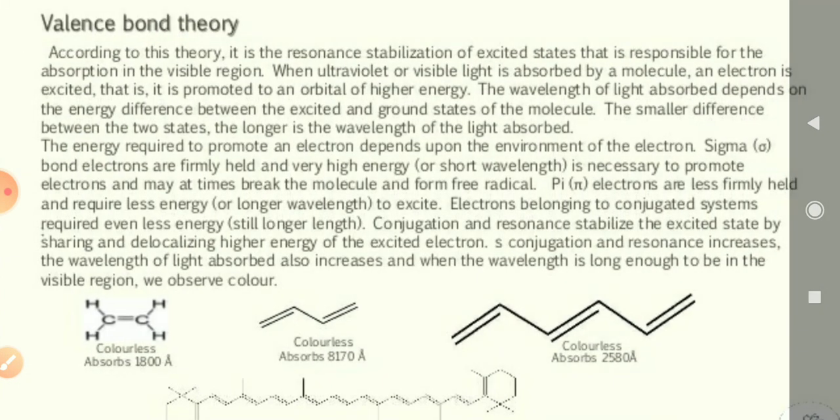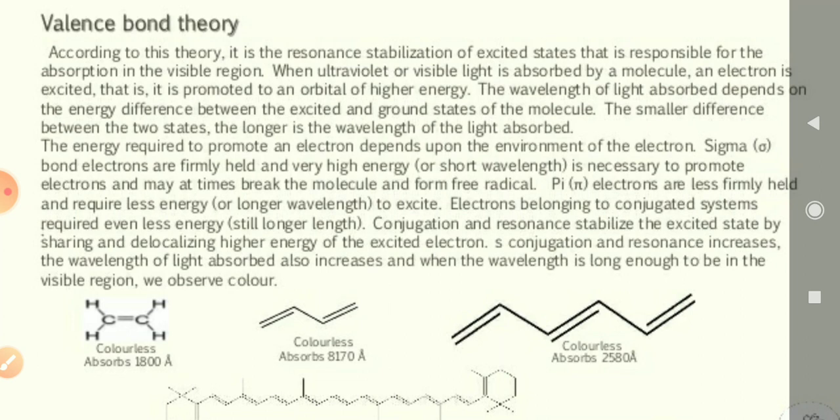The next theory is the valence bond theory. According to this theory, it is the resonance stabilization of an excited state that is responsible for absorption in the visible region. When ultraviolet or visible light is absorbed by the molecule, an electron is excited, that is, it is promoted to an orbital of higher energy.